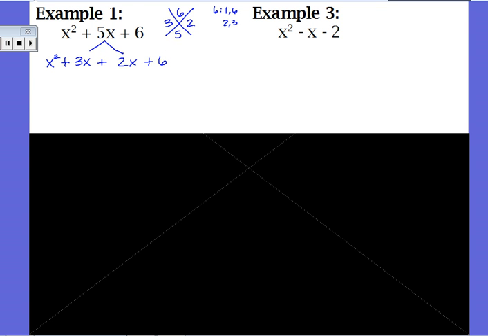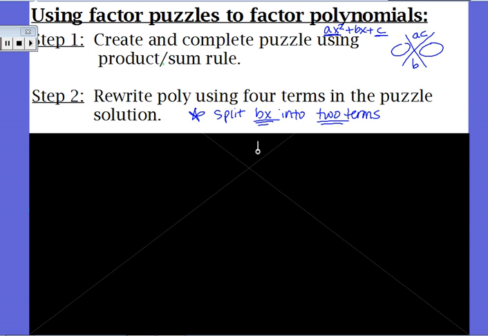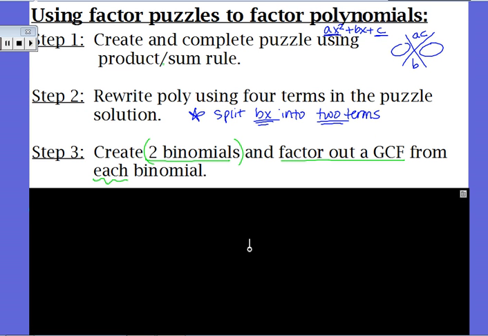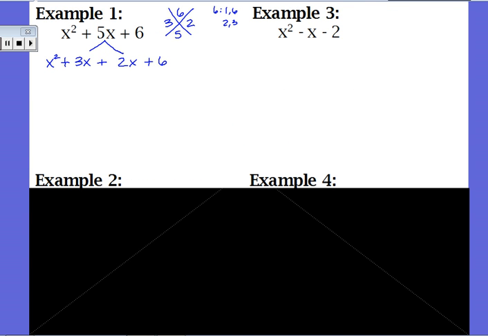Okay, after that, step 3 is to then create 2 binomials using grouping symbols. That's why I have parentheses around binomials. And then we're going to factor out a GCF from each of those binomials. So taking a look at our example, we're creating groups. Our groups are always going to be the first 2 terms, the plus sign in between, and then the last 2 terms in a group. So my first group is x squared plus 3x. My second group is 2x plus 6.